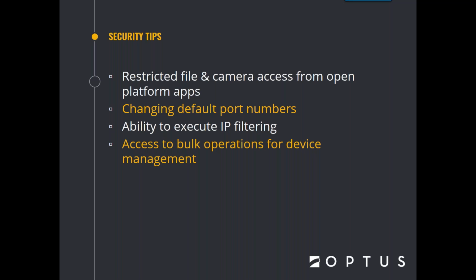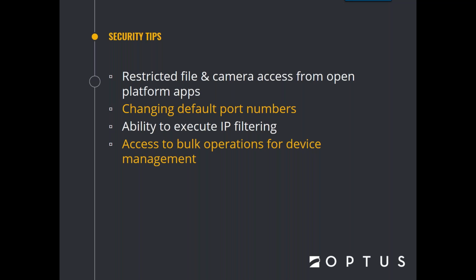And just really quickly, some more high-level security tips. Look for restricted file and camera access from open platform apps. Some manufacturers allow third-party apps to have direct root access to camera file systems. You want a manufacturer that does not allow this. Changing default ports is another tip that you can look at. There are well-known default ports out there, so the ability to change these to a different port number.